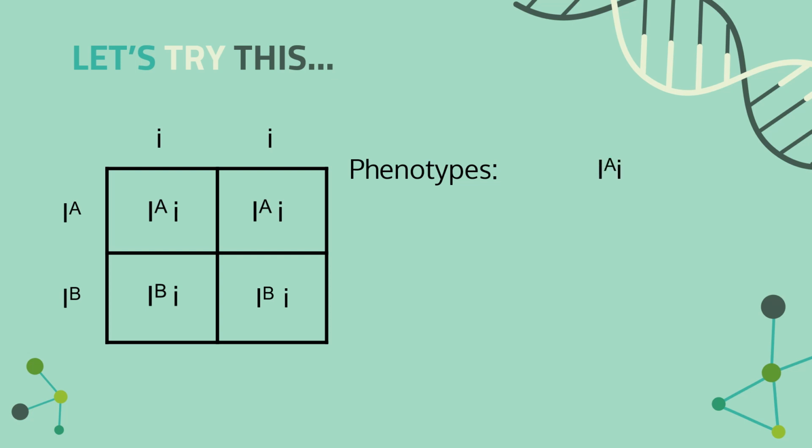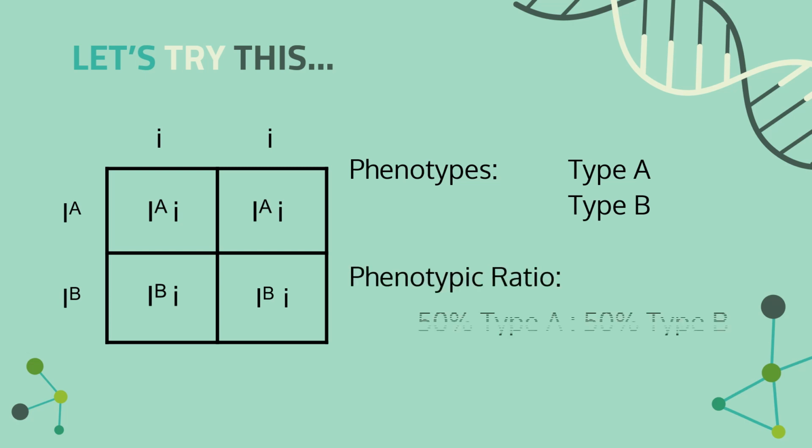Uppercase I^A, lowercase i. Since uppercase I^A is dominant over lowercase i, therefore, this offspring has blood type A. Uppercase I^B, lowercase i. Since uppercase I^B is also dominant over lowercase i, this offspring will have B as its blood type. As for their phenotypic ratio, all are 50%.